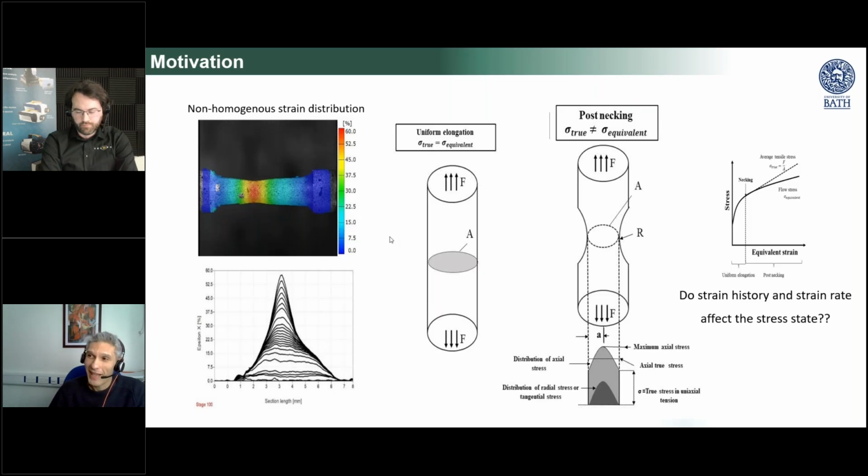However, once necking occurs, we have a development of a distribution of stresses that is not only uniaxial, but we have a distribution of axial, radial, and hoop stresses. Therefore, the equivalent stress strain curve is going to be different from what we can measure experimentally. It's going to be different from the curve that can be found out by using experimental diagnostics. And therefore, we need to correct for it.